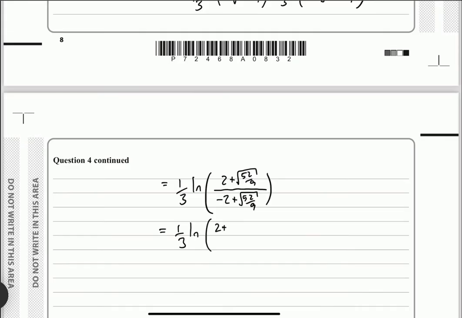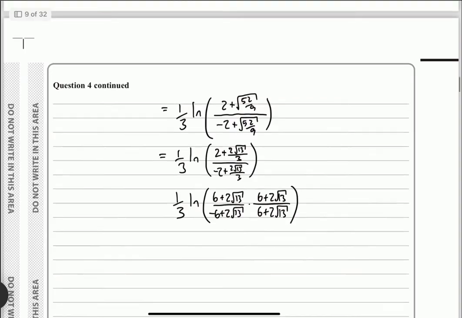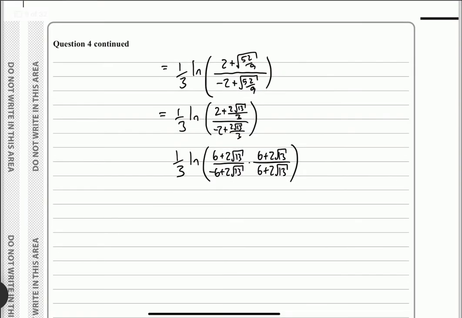2 plus 2 root 13 over 3 over minus 2 plus 2 root 13 over 3. A bit of manipulation here. Let's change that into 6 plus 2 root 13 over minus 6 plus 2 root 13, and then multiply it by 6 plus 2 root 13 over 6 plus 2 root 13 to rationalize the denominator.